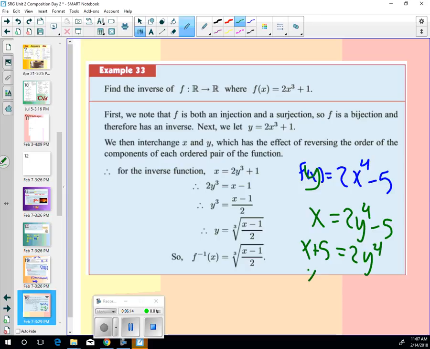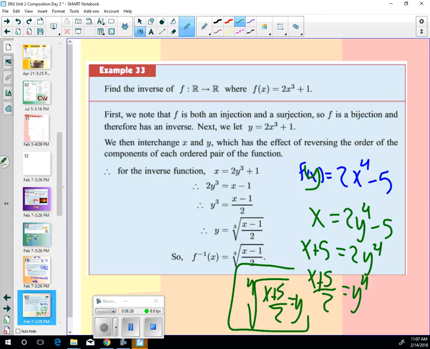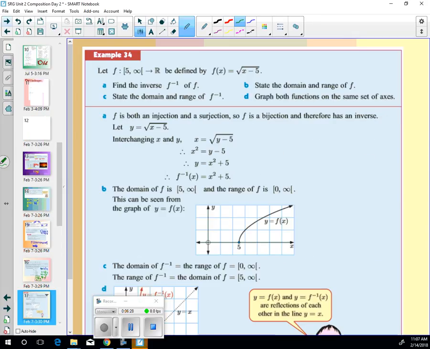Solve for y. This was one of your favorite things in honors pre-calc because it's so easy. 4th root of (x plus 5) over 2 is equal to y. So that technique should be down for you.